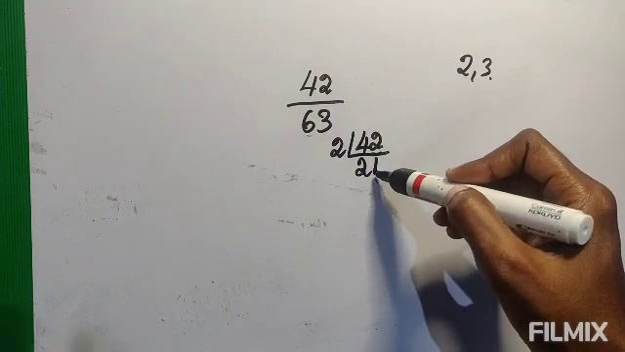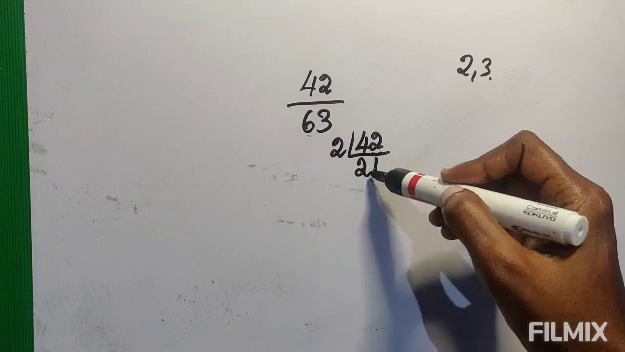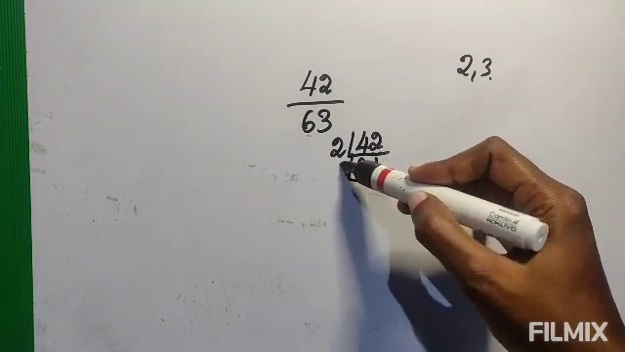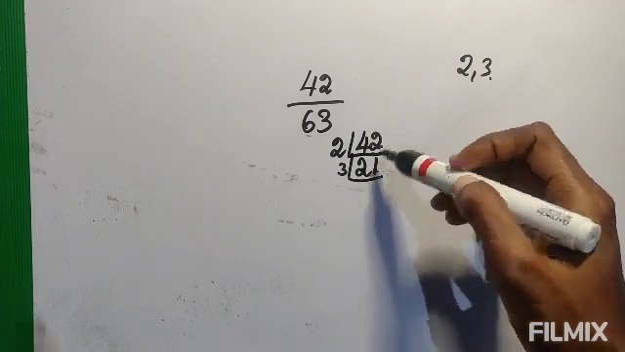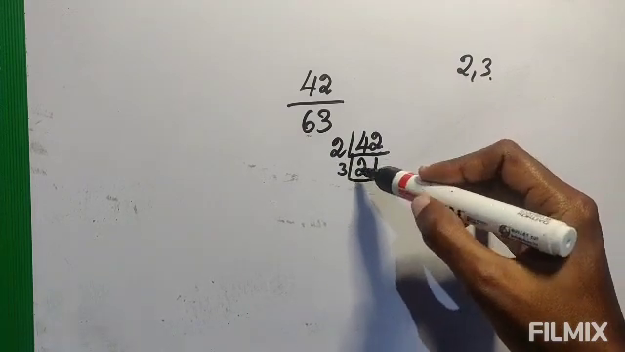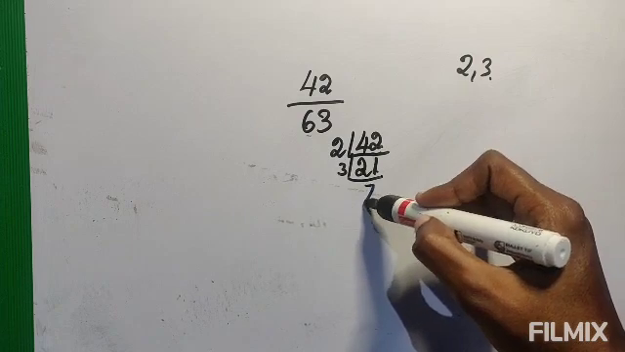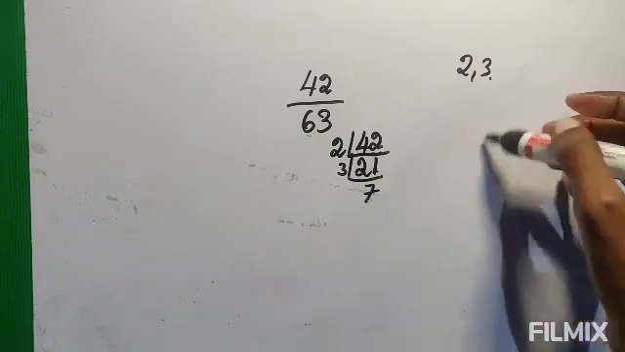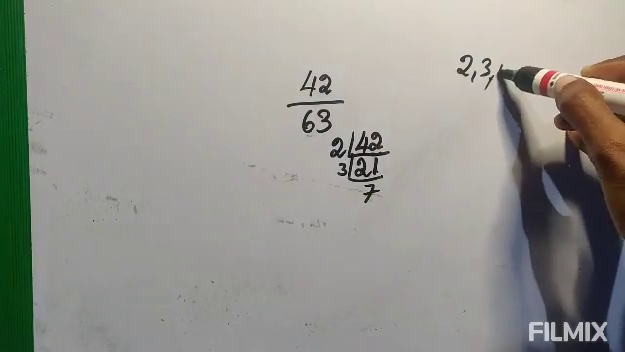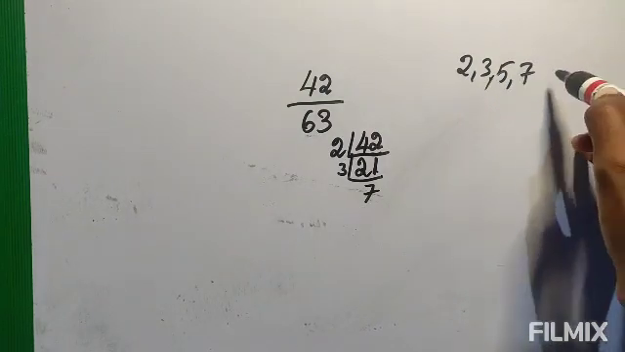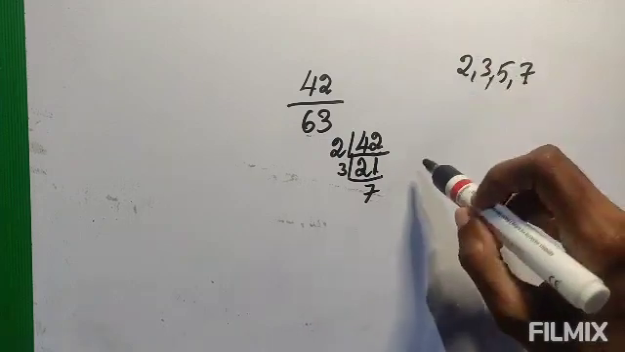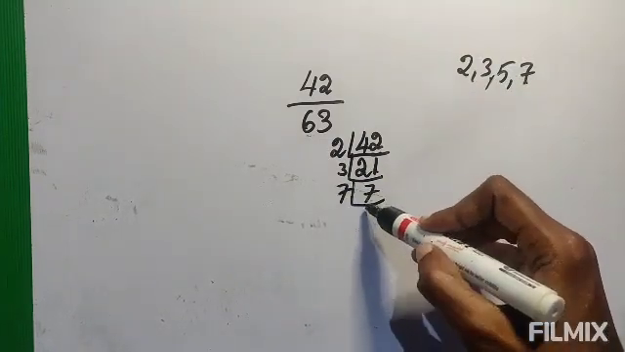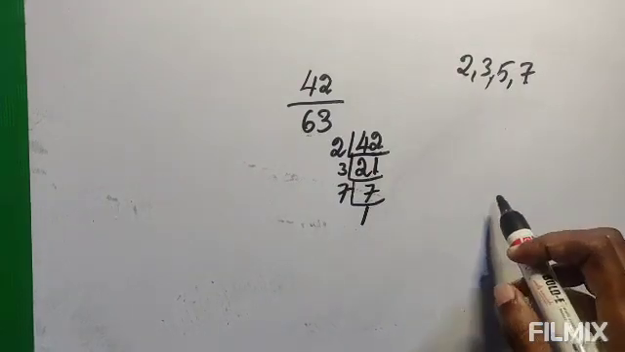2 plus 1 is 3, no? Since the sum of the digits is 3 and 3 can divide by 3, this number can be divided by 3. In 21, how many 3s are there? 7 3s are 21. Okay, now 7. Here also, prime numbers you must know by heart. 7 is a prime number, so 7 can be divided by only 7. No other number can divide. So we can finish it now like this.